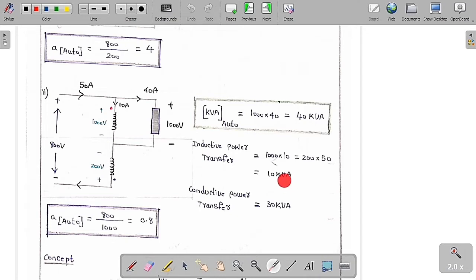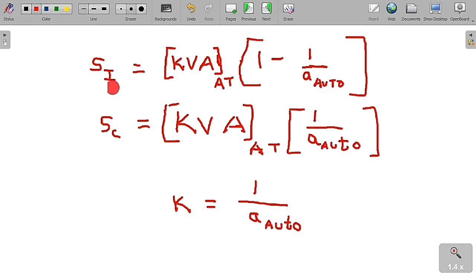So what I am trying to say finally is, if you connect a load whose rating is equal to the kVA of the auto transformer, then the inductive power transfer is equal to the rated kVA of this two-winding transformer itself. Now let's discuss some more important things. The inductive power transfer is equal to the kVA rating of the auto transformer into 1 minus 1 by A, the turns ratio of the auto transformer. The conductive power is equal to the kVA rating of the auto transformer into 1 by turns ratio, where K is called the transformation ratio.